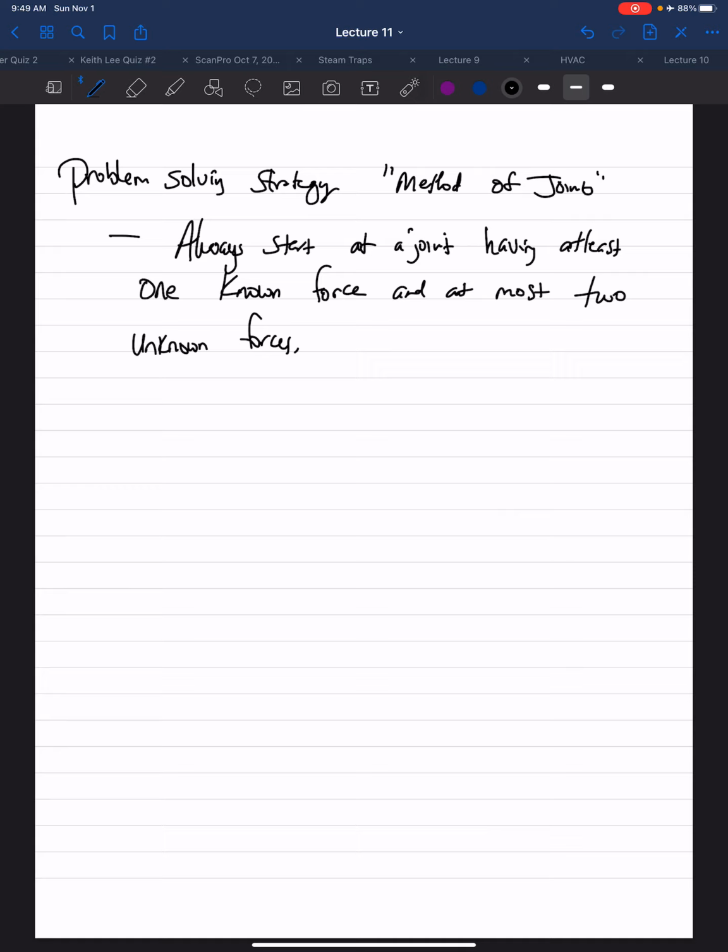All right, so let's take a quick look at the problem to gauge our understanding and begin working. Let's look at example 5.1. This is page 228 in the text. The problem asks us to determine the force in each member of the truss and indicate whether the members are in tension or compression.